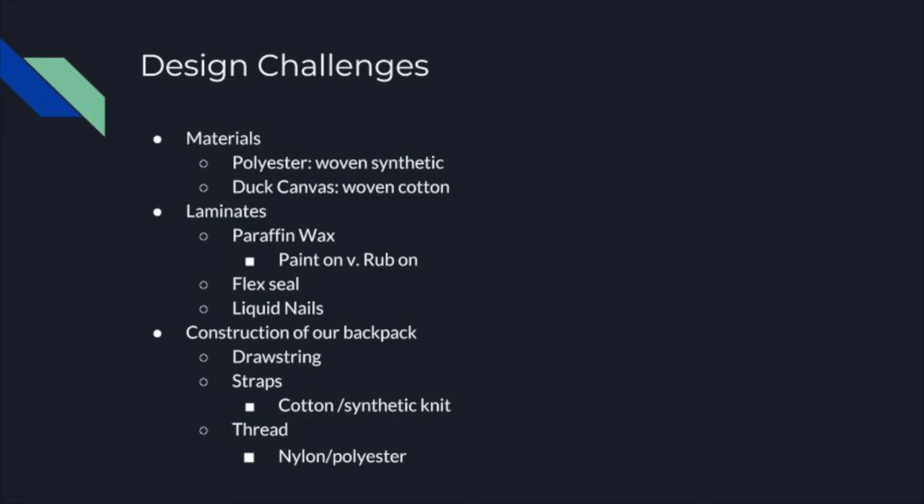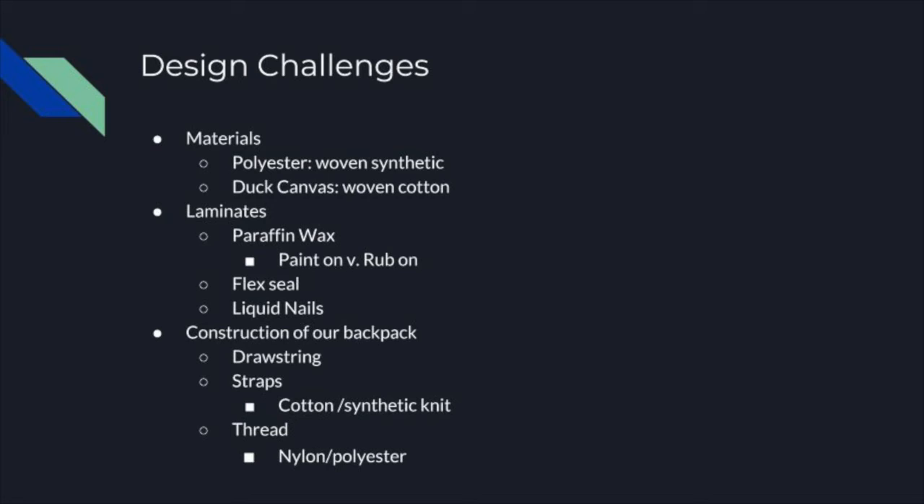Next, our step was to choose a laminate material. We decided on a paraffin wax and Flex Seal to ensure that there was no leaking. To apply the wax, you can melt it and paint it on, or rub the solid wax on and use a heat source to melt it into the material itself, which was much more successful for us.